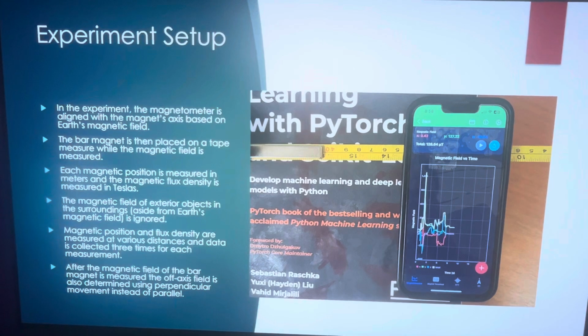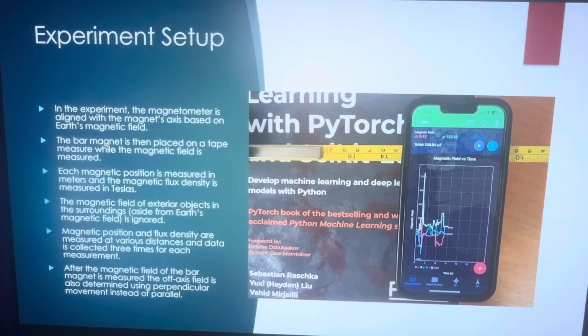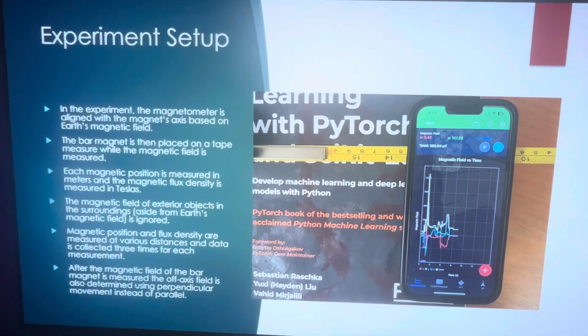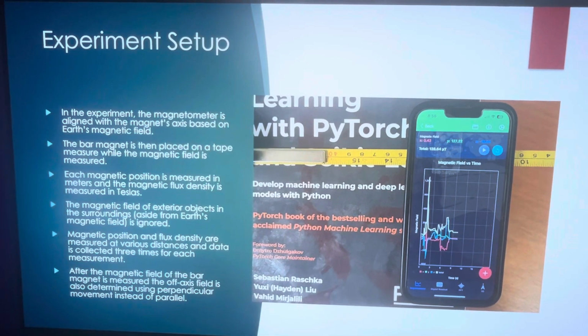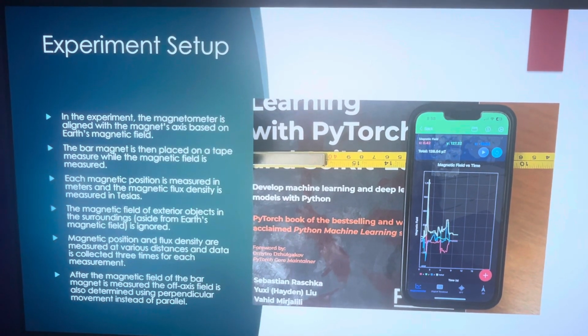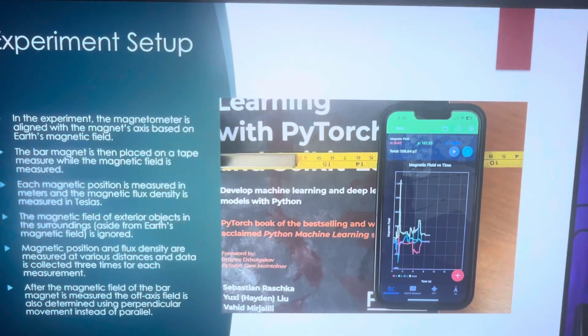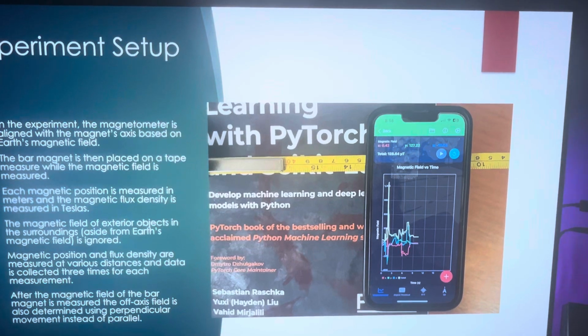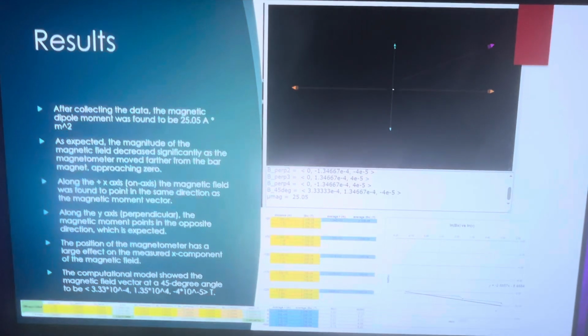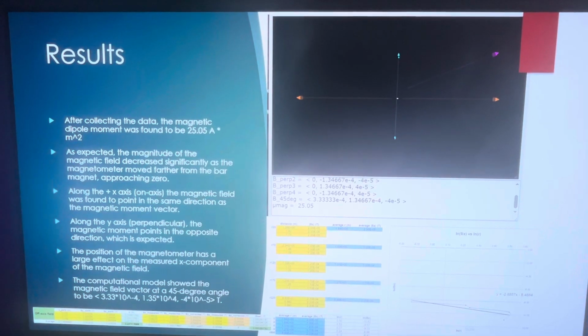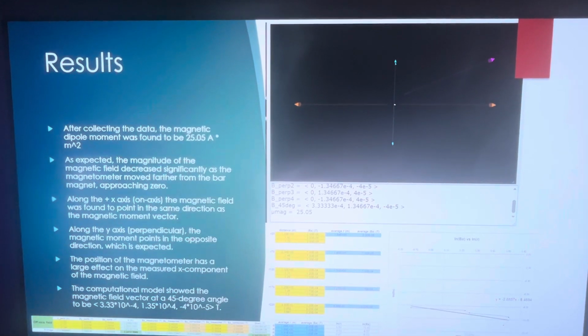Magnetic position and flux density are measured at various distances, and data is collected 3 times for each measurement. After the magnetic field of the bar magnet is measured, the off-axis field is also determined using perpendicular movement instead of parallel. So this is an image of the experiment setup. After collecting the data, the magnetic dipole moment was found to be 25.05 ampere meters squared.